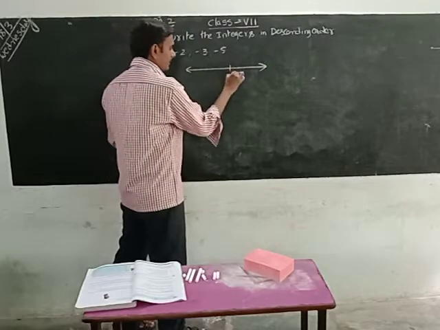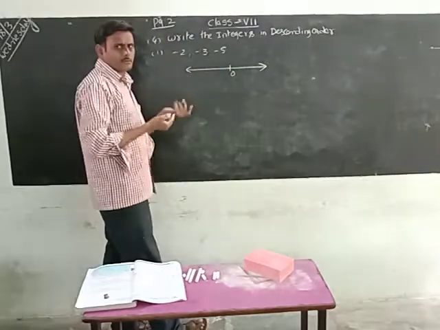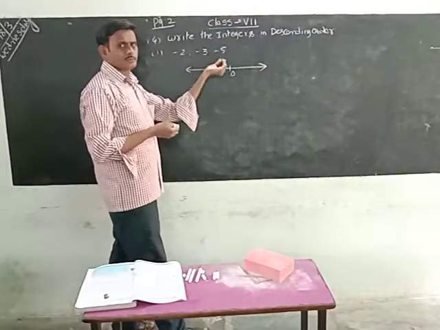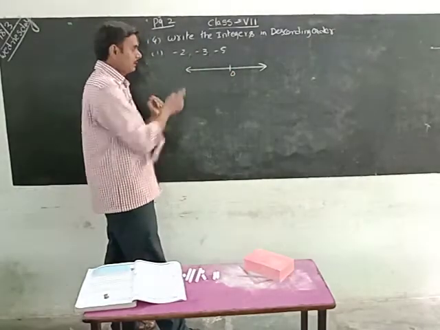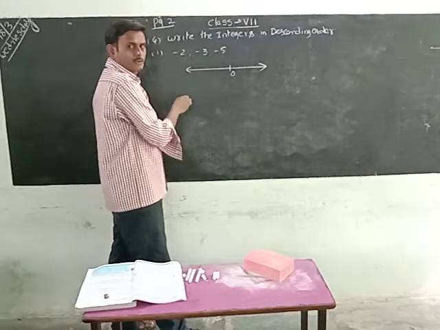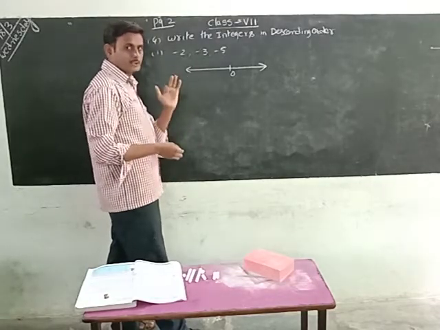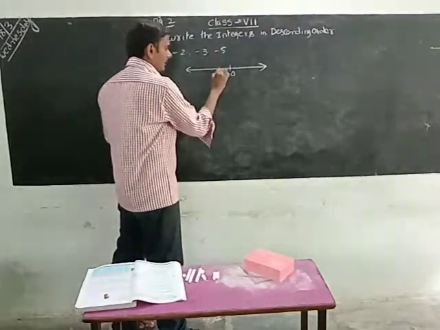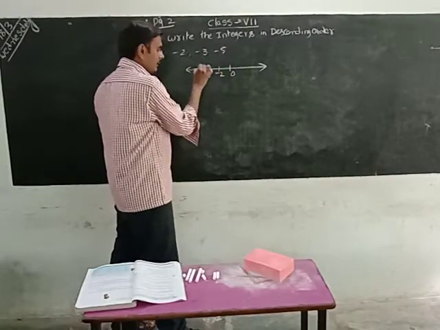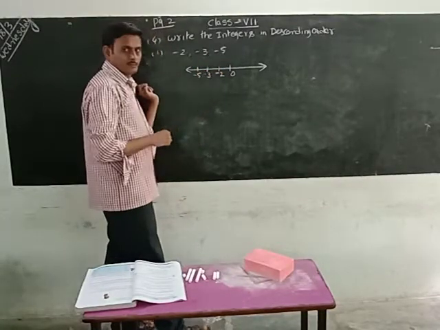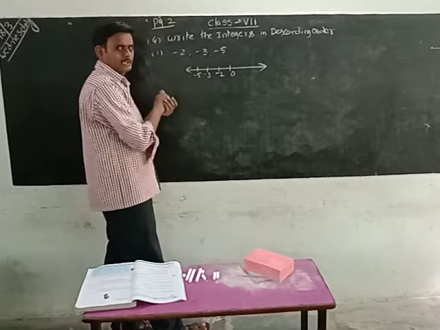Write 0. Here, are there any positive numbers? No. All 3 numbers are negative numbers. Which number can we write first on the number line? Minus 2 or minus 3 or minus 5? After 0, minus 1, minus 2 we can write. So minus 2. Later, minus 3 or minus 5? Minus 3 we can write. Later minus 5.